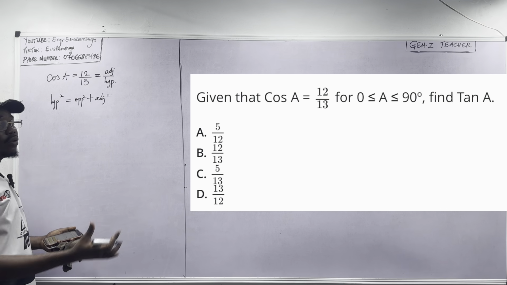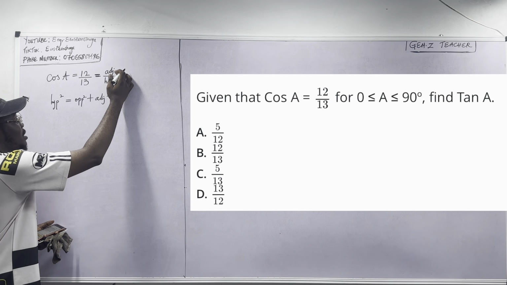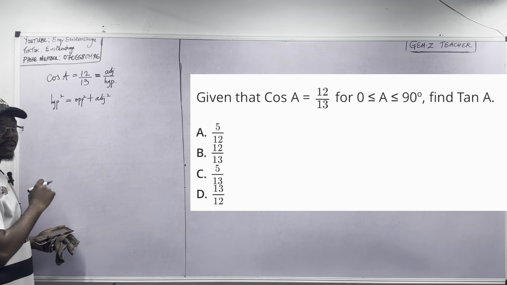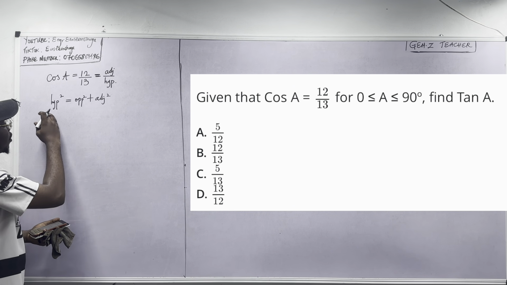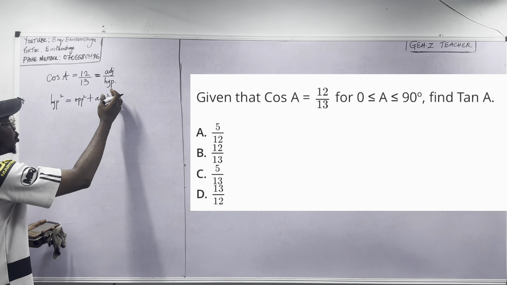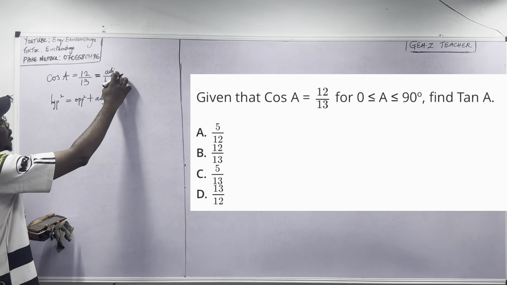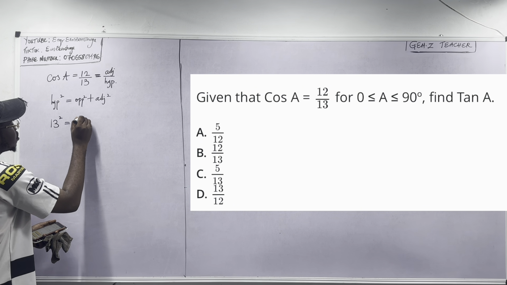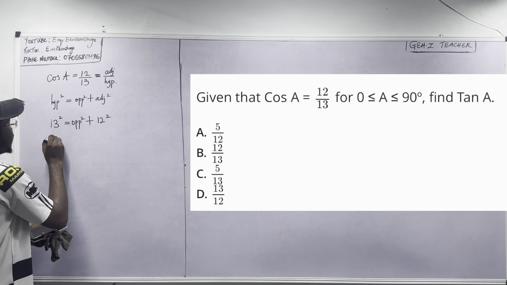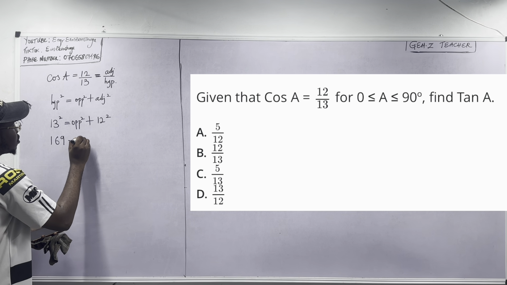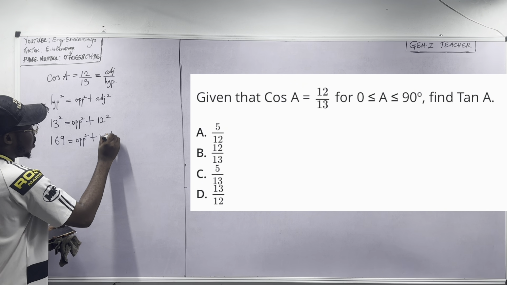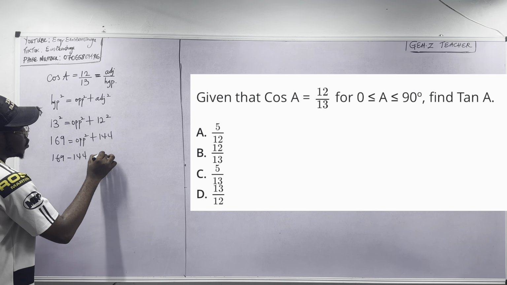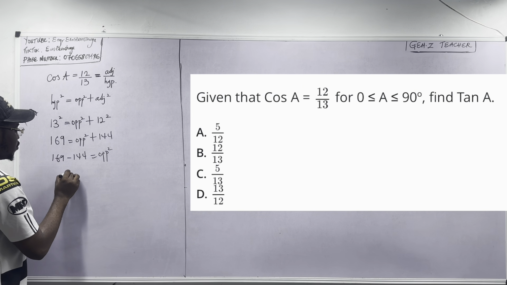Now, given a value for cos, it means we have just the adjacent and the hypotenuse. So the missing one is the opposite. How can we find the opposite? We apply the Pythagoras theorem. The hypotenuse is 13 and the adjacent is 12. So we say 13 squared equals the opposite squared plus 12 squared. This gives you 169 equals the opposite squared plus 144. Collecting like terms, 169 minus 144 equals the opposite squared. Now this should give you 25.